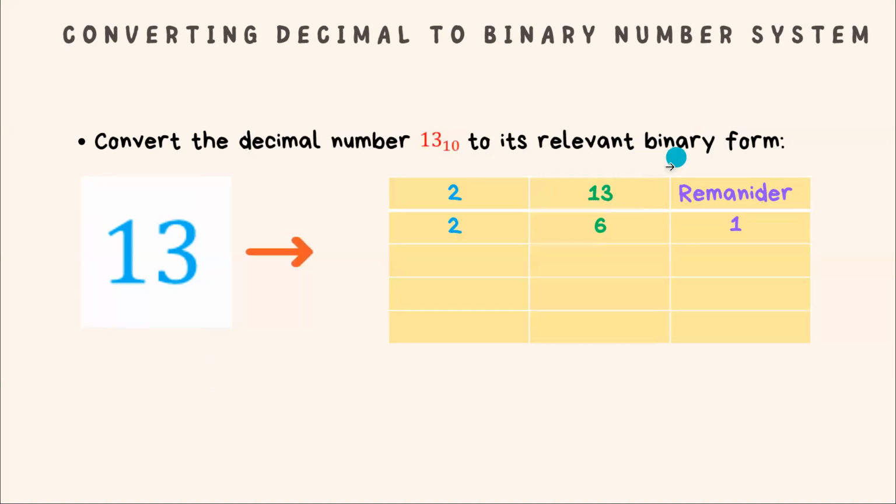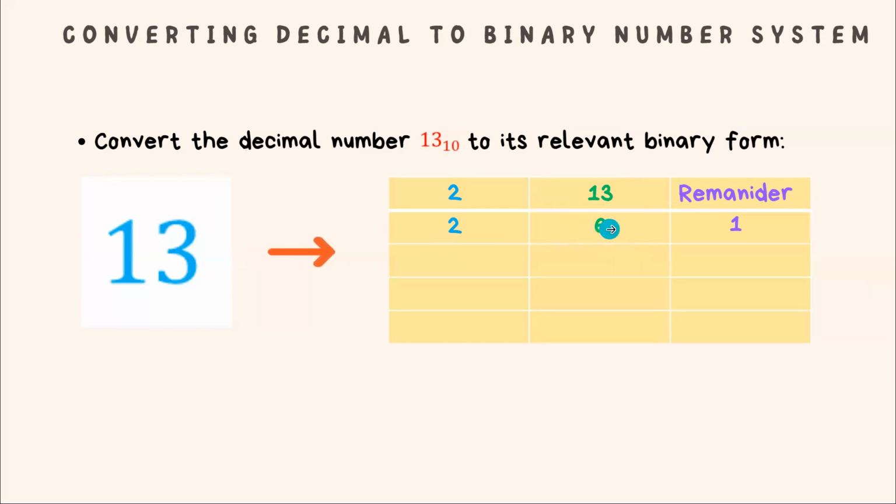Right. Now in the next step, you have the 6. Now the 6 will act as the dividend. So now you will divide the 6 by 2. And when you perform this division, you will write the results here.